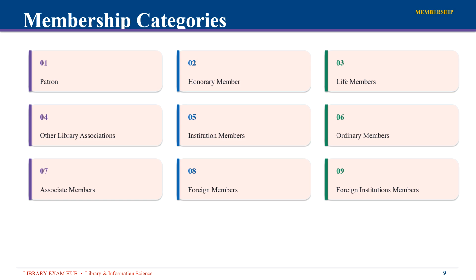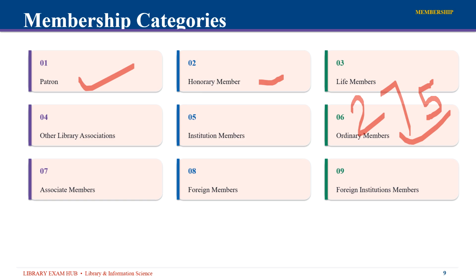Now the membership categories. These are the different types of membership categories we can find in ILA: patron, honorary membership, life membership, institutional membership, and ordinary membership. Everyone can subscribe to ordinary membership, which costs 275 for 365 days. The annual subscription of ordinary membership is 275.